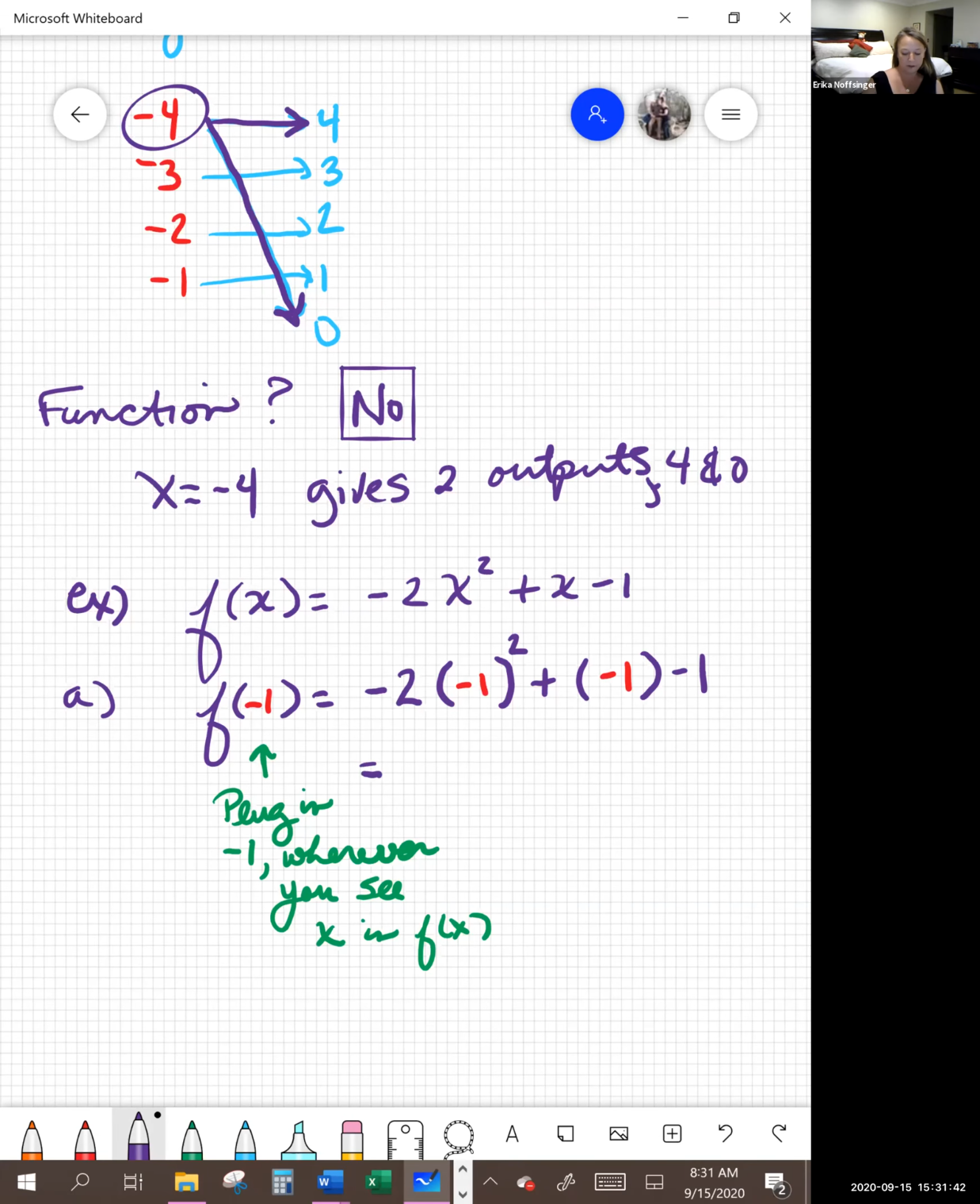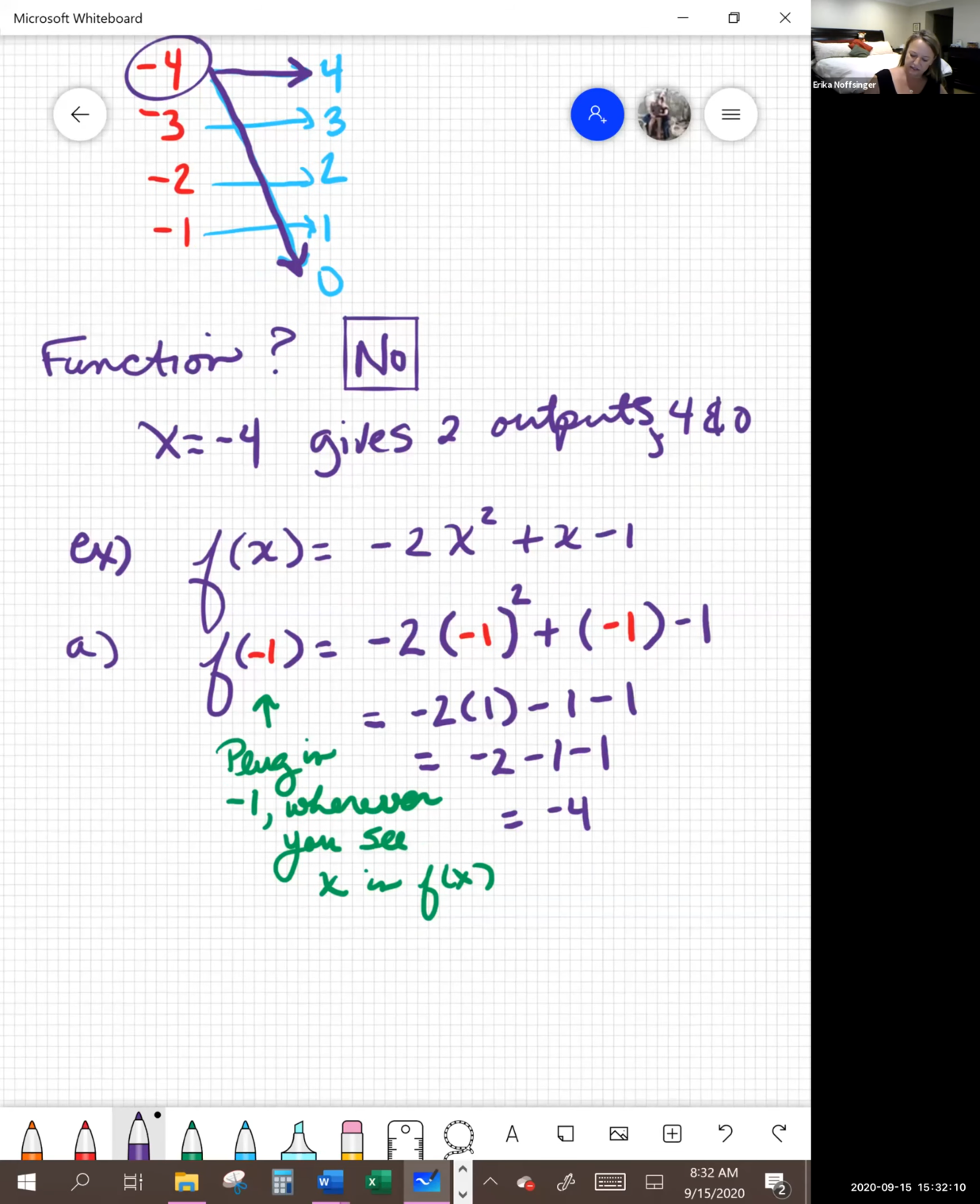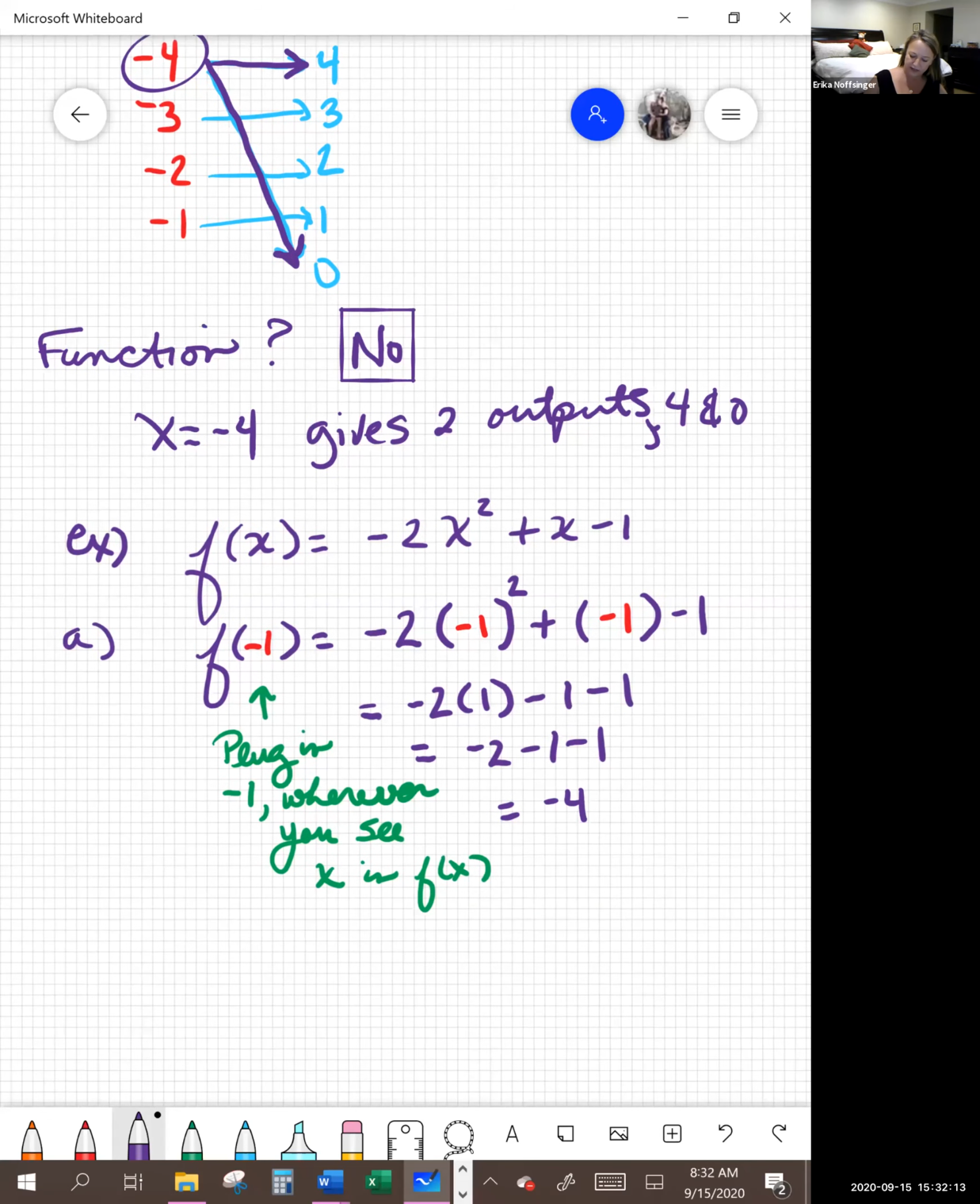So exponents come first before multiplication. So -1 quantity squared is +1. So I have -2 times +1 plus a negative is really minus. So -1 minus 1. Multiplication comes before addition or subtraction. So -2 times 1 is -2. -2 minus 1 is -3. Minus 1 is -4. So this is basically saying we have a point on that graph when x is -1, y is -4.